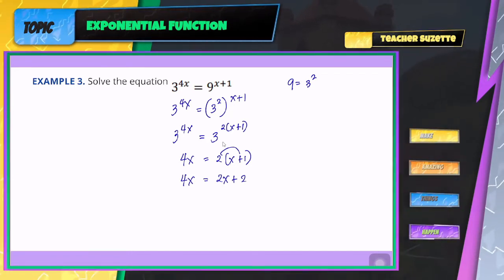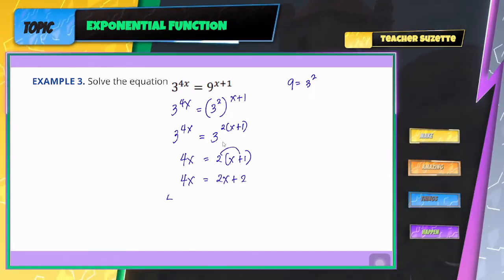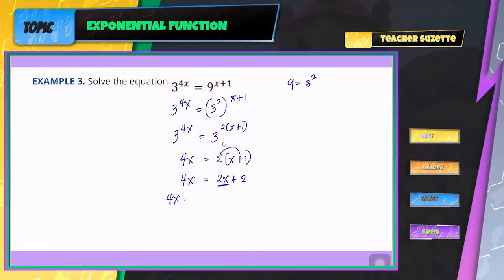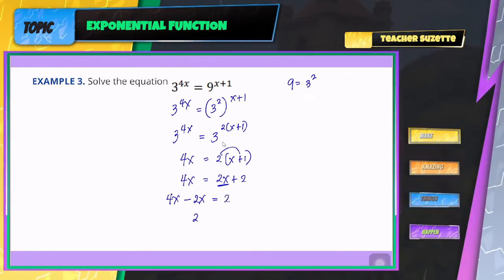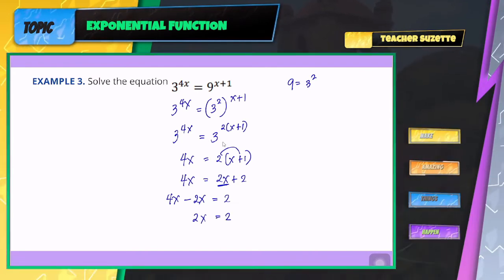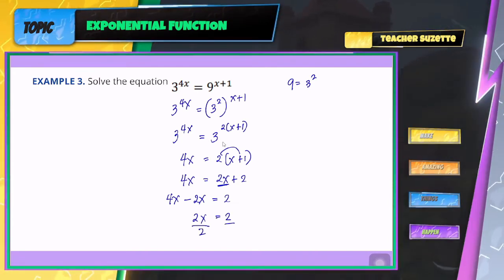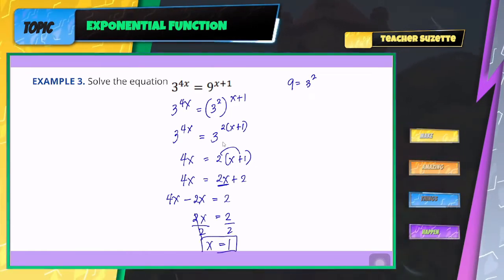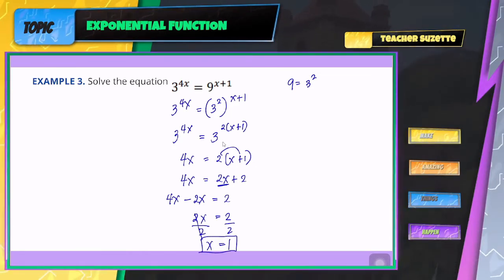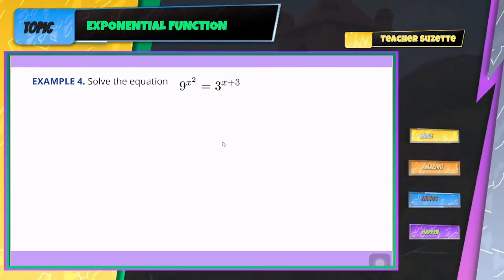Then, solve na natin ang ating x. So, 4x, transpose 2x to the other side of our equation. 4x minus 2x equals 2. Then, you will have 2x is equal to 2. Dividing both sides by 2. Therefore, our x is equal to 1. Ayan. Next po, example number 4.